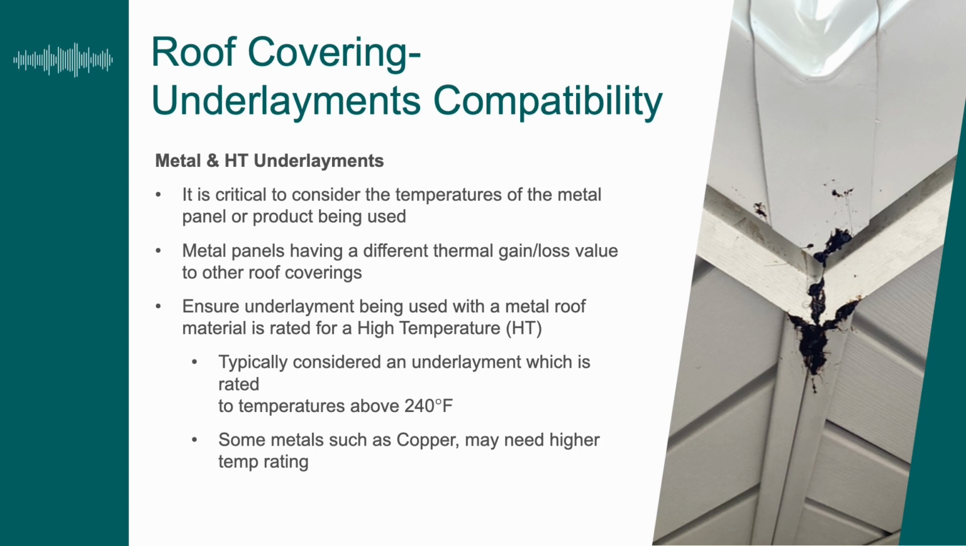So if you're losing your asphalt compound because it's dripping out, then you're going to have less waterproofing properties in that underlayment. To resolve that situation, you should select a high temp underlayment. And high temp underlayments are usually those that are rated to temperatures above 240 degrees Fahrenheit. There are some metals such as copper that usually operate at an even higher temperature, so sometimes you need an underlayment that's rated higher than 240 degrees.